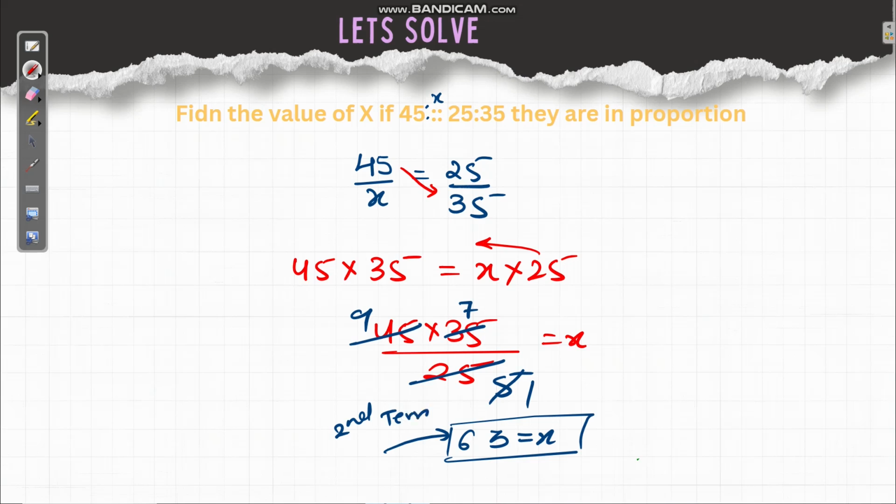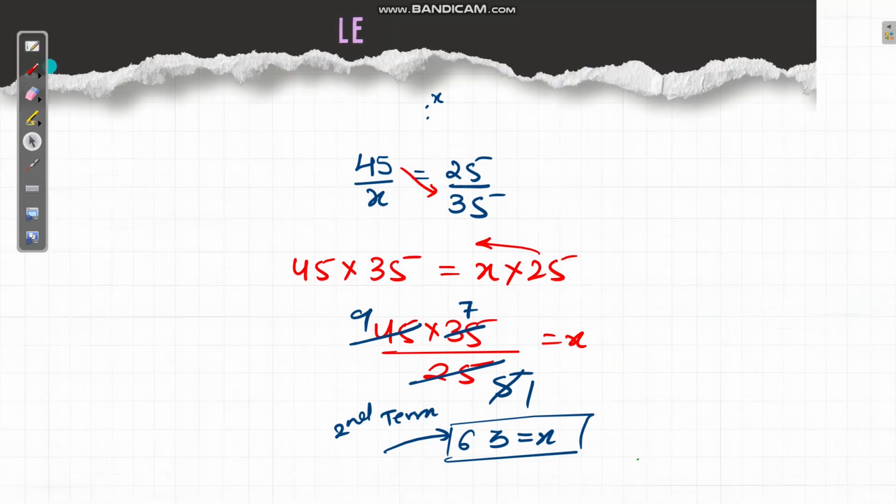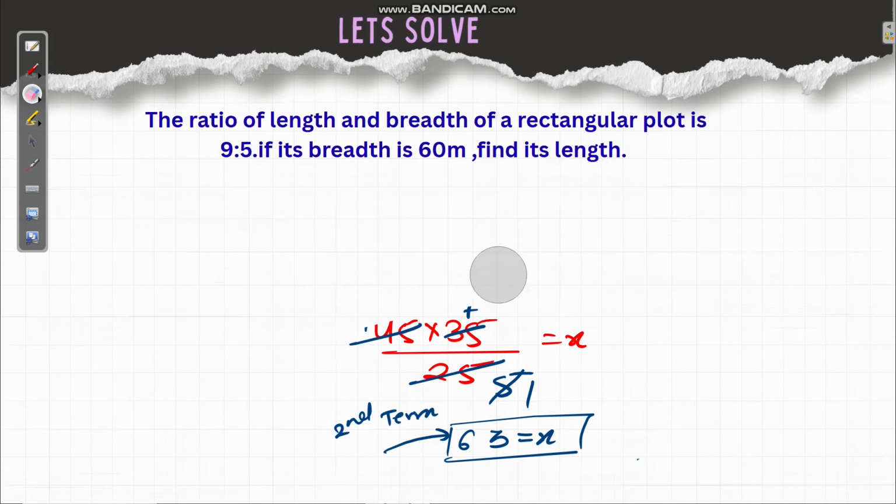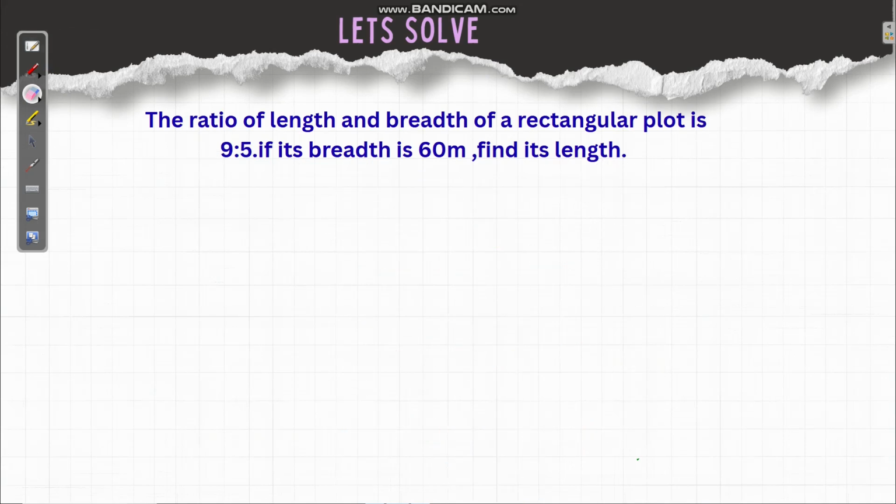Second term. So it's a simple way to find proportion. Proportions are very simple. If they are told that they are in proportion, just use the formula and you can get your answer. So now let's solve one word problem which you can get on proportion. See, this is the ratio of length and breadth of a rectangle. A rectangle has two sides, opposite sides equal. So this is your length and this will be your breadth.